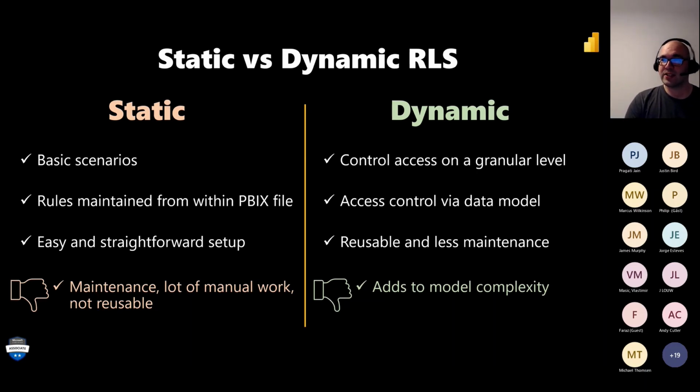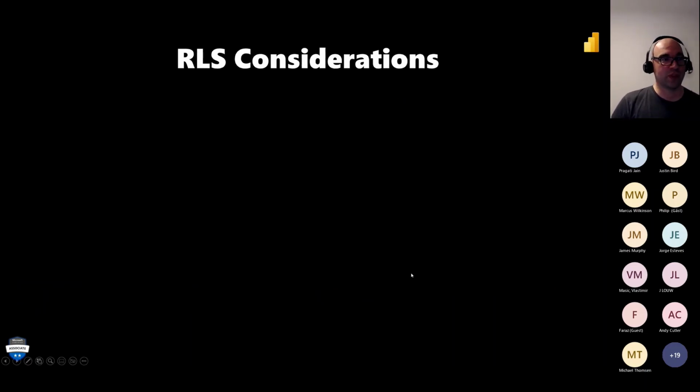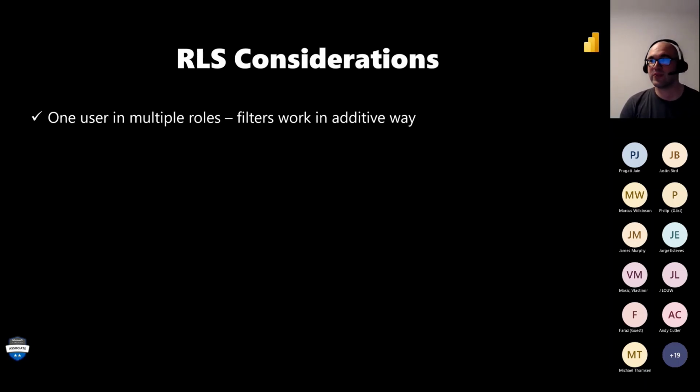Other than that, I would say we can talk about different considerations in row level security. First one is when you have one user in multiple roles. So row level security filters work in an additive way. That means if you have a user that is a member of the role, let's say employee, that restricts access to attribute salary, and if you have this same user, which is a member of role finance, that has access to this attribute salary, this user will be able to see the data. So it works in additive way.